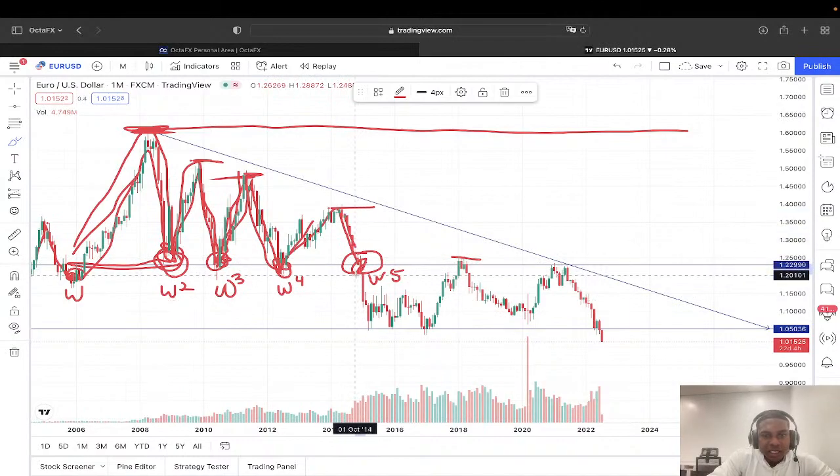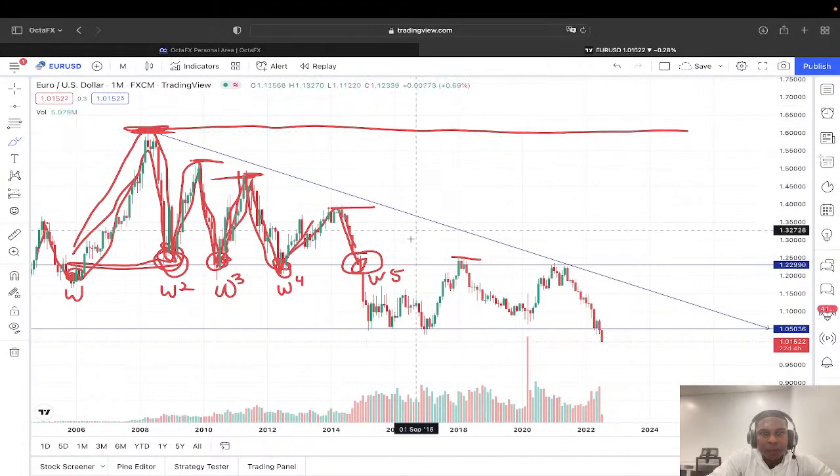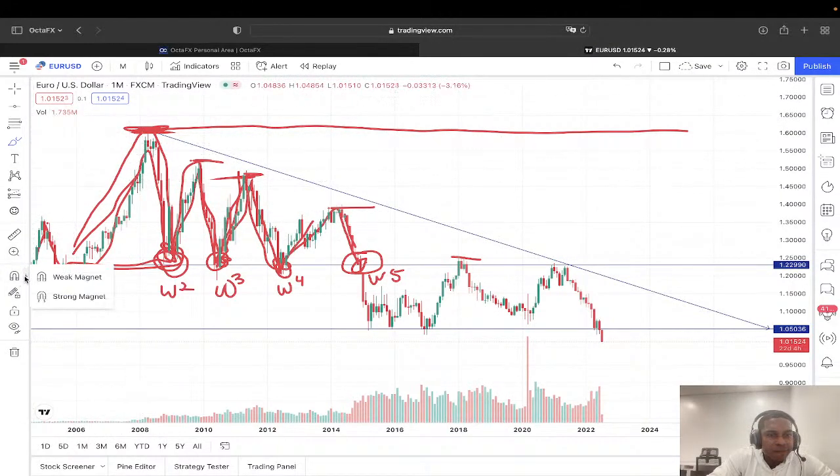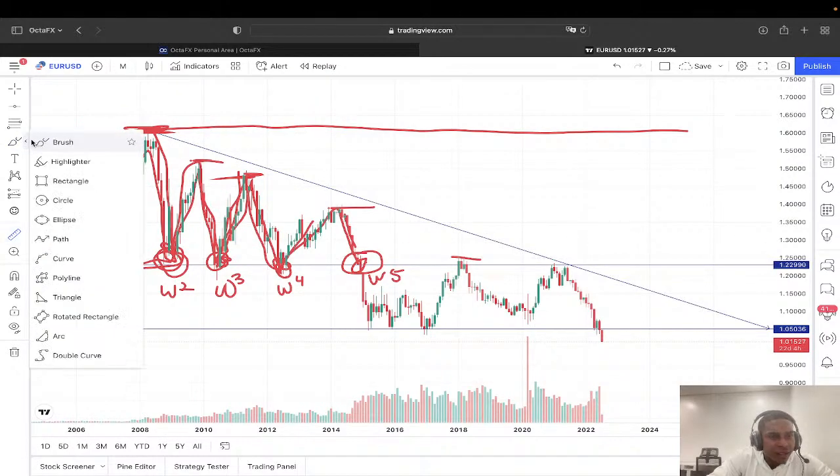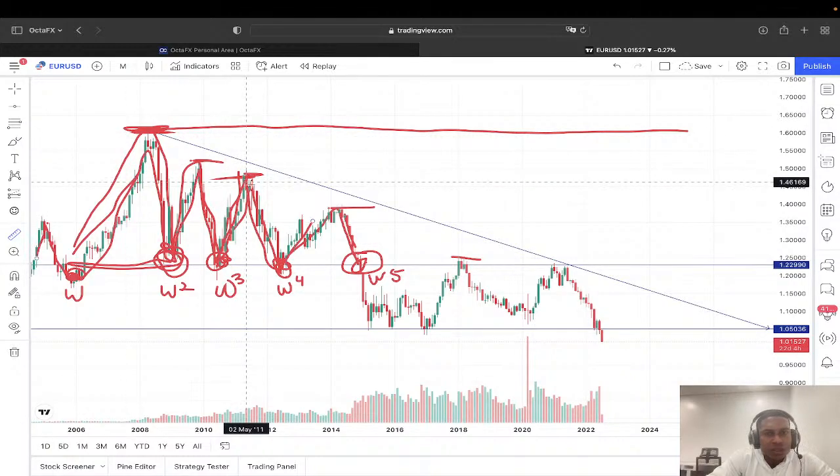You can see the breakout candle. This is the breakout candle here. Let me erase it. Let me get the eraser and erase it. Okay, let me see if I have access to it. Okay, good.